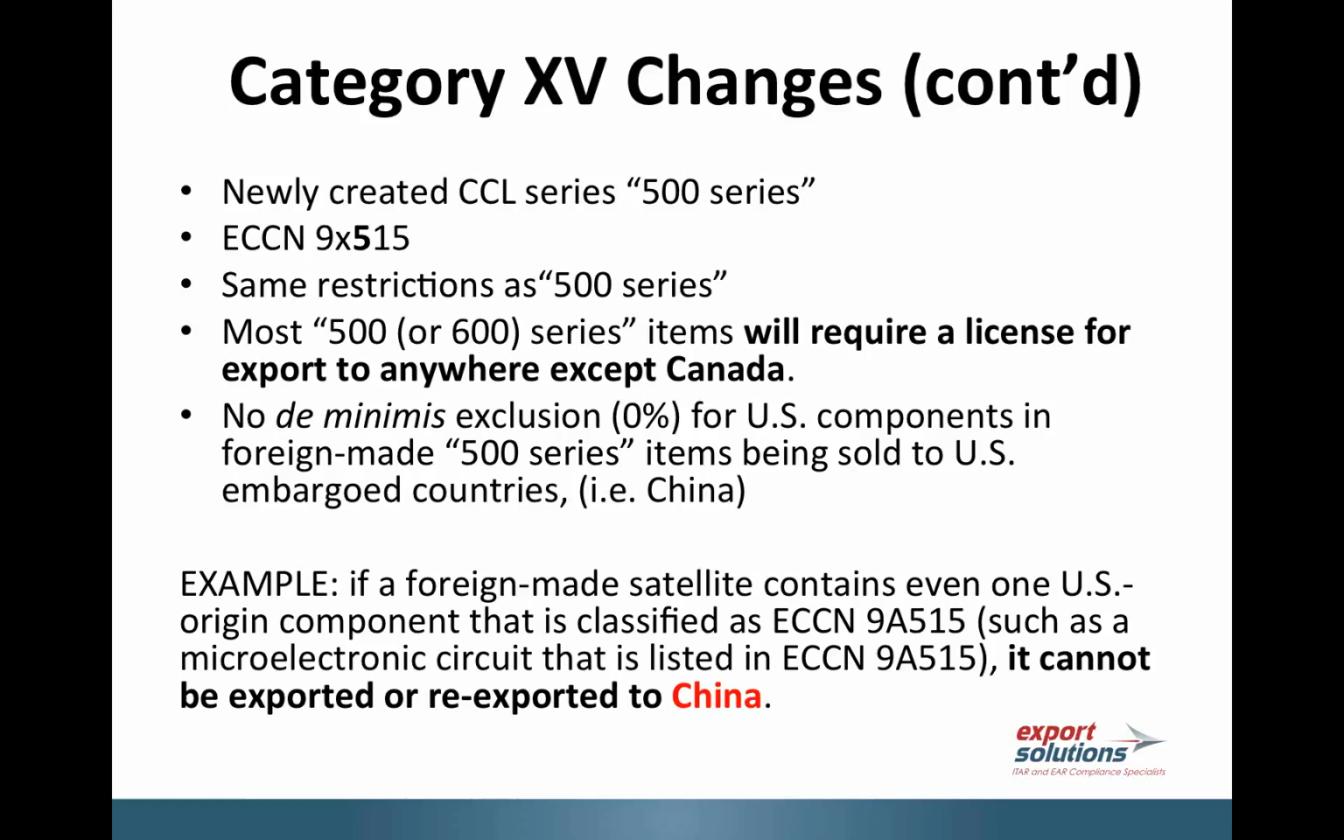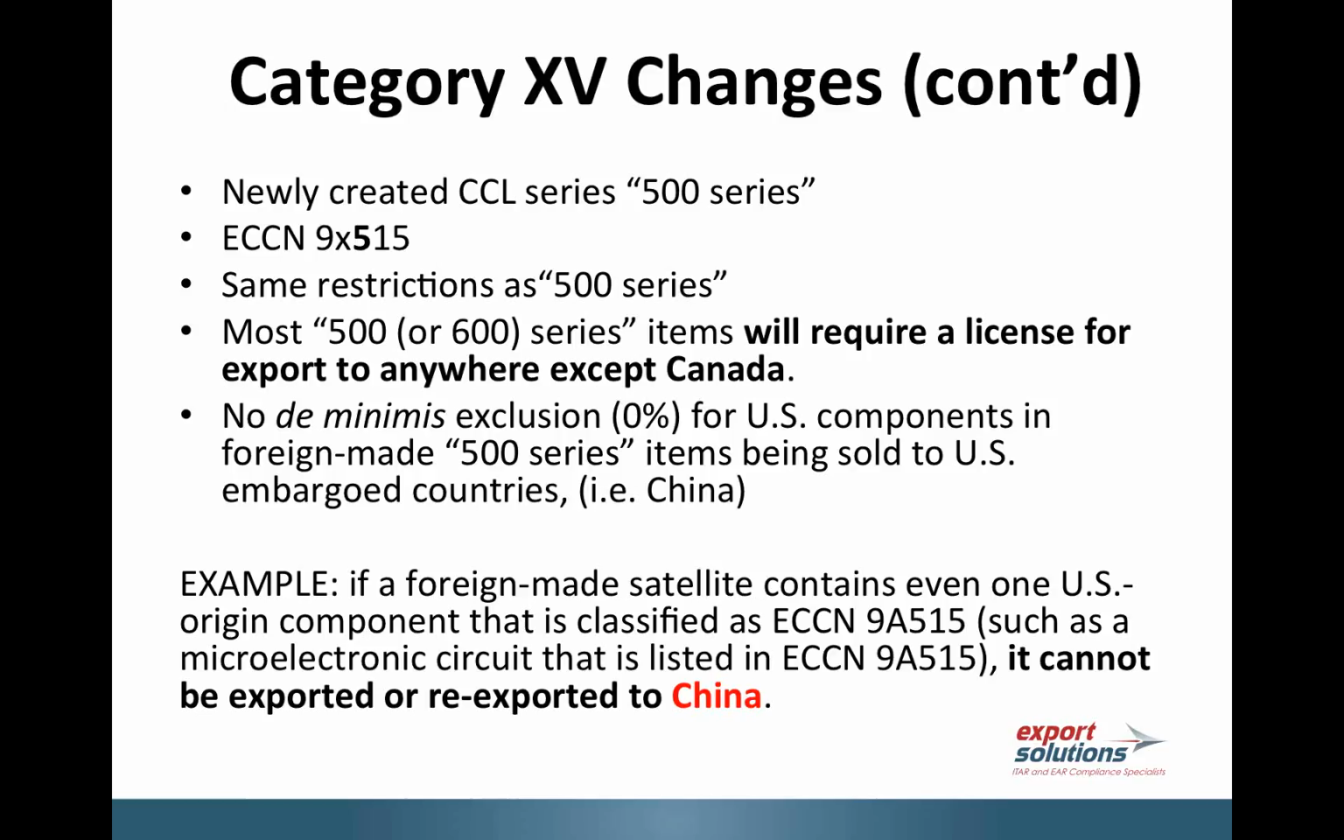Now, for spacecraft, they felt it necessary to create a new CCL series called the 500 series. Works pretty much the same as the 600 series. And you can see it's ECCNs with a 5 in the middle there, our 500 series. Actually, it should say same restrictions as 600 series. Sorry about that. So most 500 or 600 series items will require a license for anywhere except Canada, again. So for any Canadian people on there, give yourselves a round of applause. There's no de minimis exclusion for U.S. components. This is different than the other. If you recall, under 600, the de minimis exclusion went from 25% to 10%. Under 500 series, it is 0%.